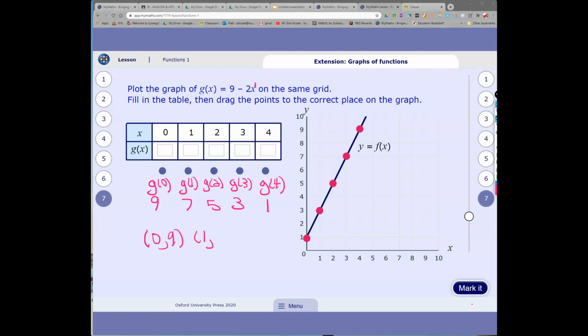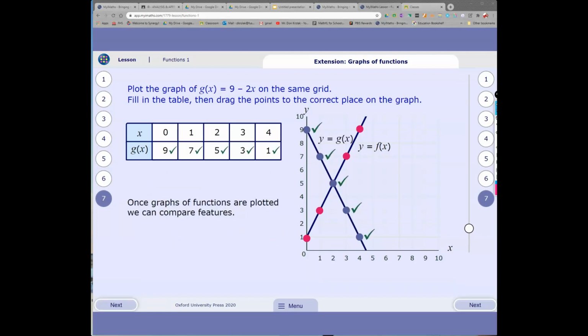0 is mapped to 9, 1 is mapped to 7. 2 is mapped to 5. 3 is mapped, 4 is mapped to 1. And then you just drag in these points and plot those and check your work.